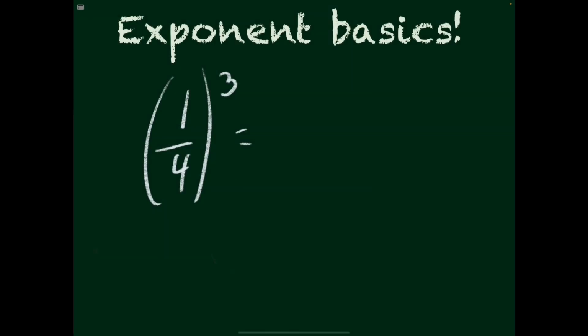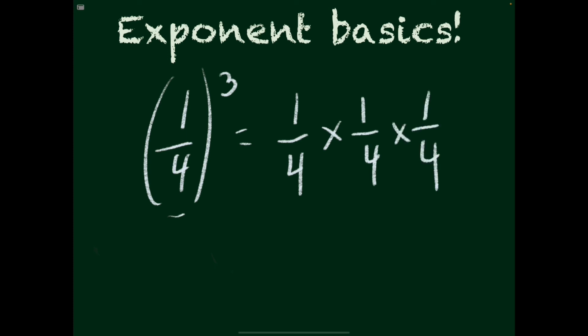Okay, another example. Here we have 1/4 raised to the 3rd power. We can raise anything to a power. It just means we're going to repeatedly multiply 1/4. That's our base. So even though the base is not a whole number, we can still do it. So this just becomes 1/4 times 1/4 times 1/4, which would be 1 over 4 to the 3rd, which is the same as 1 over 64.